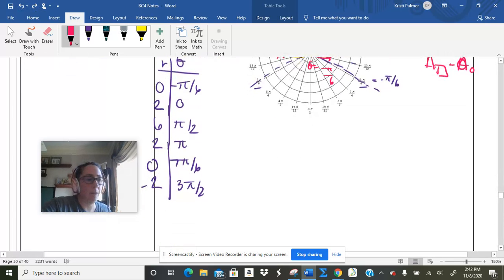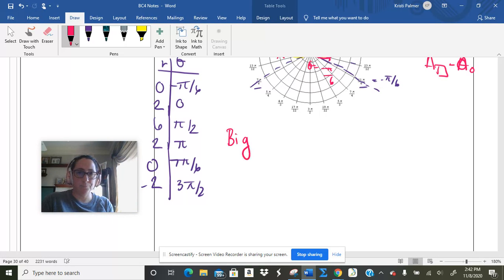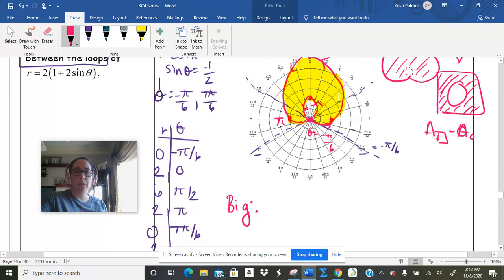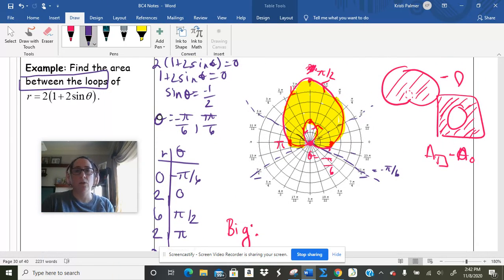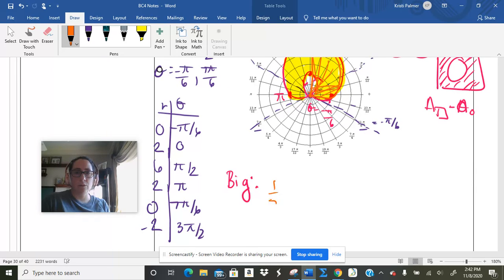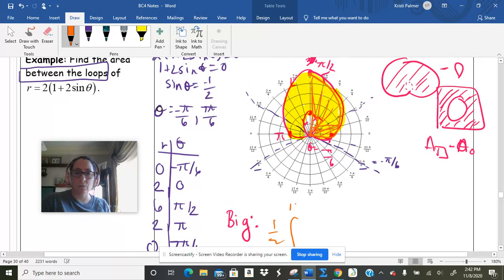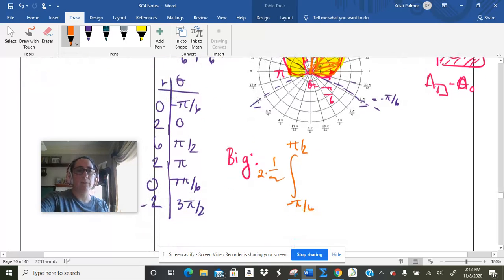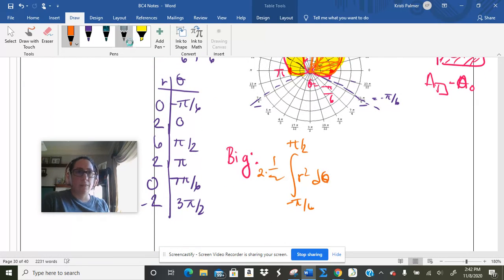Okay, so I'm going to call it just big and small. Let's go find the area of the big. I'm going to start here and end here, and then multiply that by 2. So this one actually started at negative pi over 6, remember? And then it went up to pi over 2. And I'm going to double that of my r squared. Then I'm going to subtract out my small little guy.